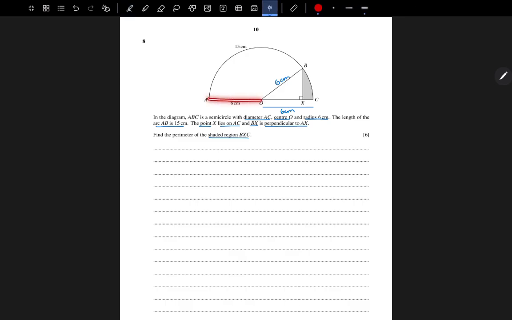We know that the radius is 6 cm and the arc length is 15 cm. We can use this information to find our angle theta by using the formula S equals R theta, where S equals 15 and radius equals 6. We need to find theta, and this will give us theta equals 2.5.